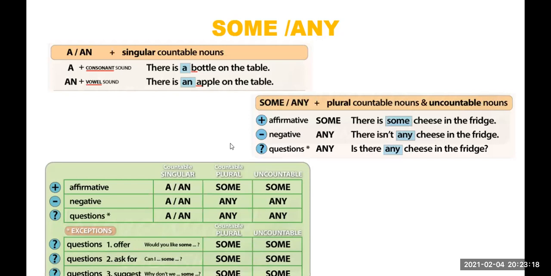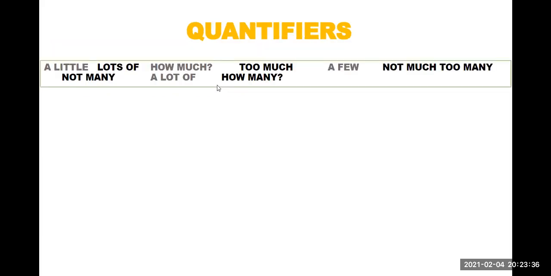Okay? Entonces, en estos tres casos hay una excepción en la que se puede utilizar some en preguntas para ofrecer algo, para invitar algo, para pedir algo y para sugerir algo. Son las tres situaciones. Okay? Good.